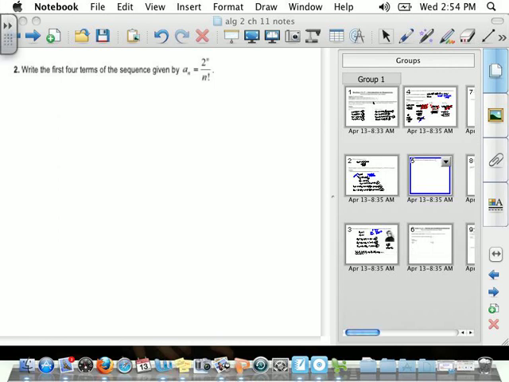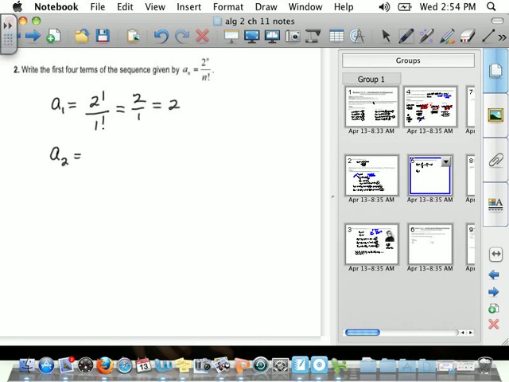Okay, so on this one we have a sub n equals 2 to the n over n factorial. If I find a1, it's 2 to the 1 over 1 factorial, which is 2 over 1. So I get 2. A sub 2 is 2 to the 2 over 2 factorial, which is 4 over 2 times 1. So 4 divided by 2 is 2. Do you think all of them are 2? No? What did you guys get for A3?